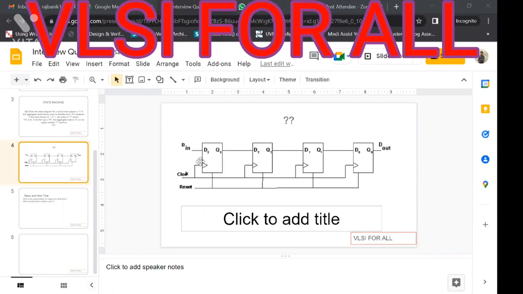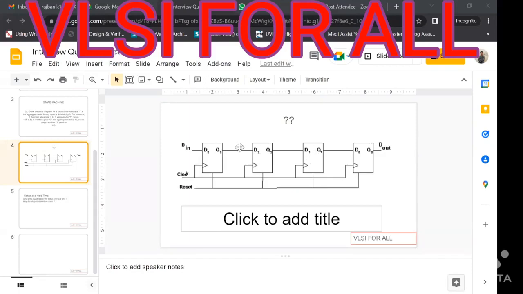Sir, can it be like there is a setup violation, and at the first flip-flop only, the D in goes into metastability, so we are getting D out? Okay. So if a violation occurs in the first flip-flop, then a violation can also occur in the second, third and fourth flip-flop, right? Yes, sir.